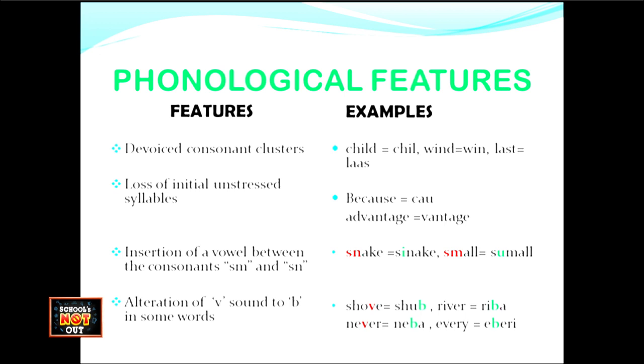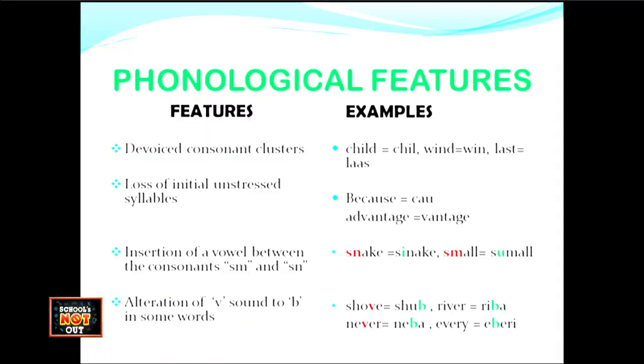The second feature is loss of initial unstressed syllable. So when we are looking at this feature, the word would have to have at least two syllables. And initial means first. So what happens here is that the first syllable is removed. So because me nah come, ka me tired. Advantage becomes vantage. Me no want nobody take advantage of me.